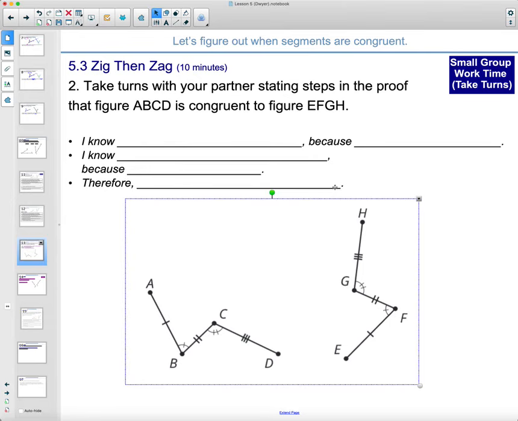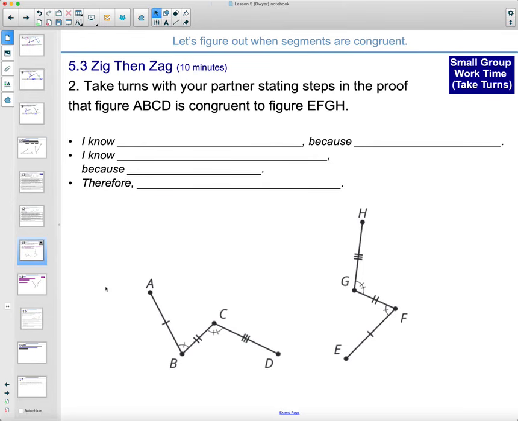Okay, then we're going to do another zigzag. So just talking about some things that we know and kind of doing a proof in a little bit of a different way. So this is just a bunch of segments with different angles. Taking turns with your partner, state steps of a proof that you would do to move this ABCD onto this one. So how would you do it? What do you know and why, and what would you do?